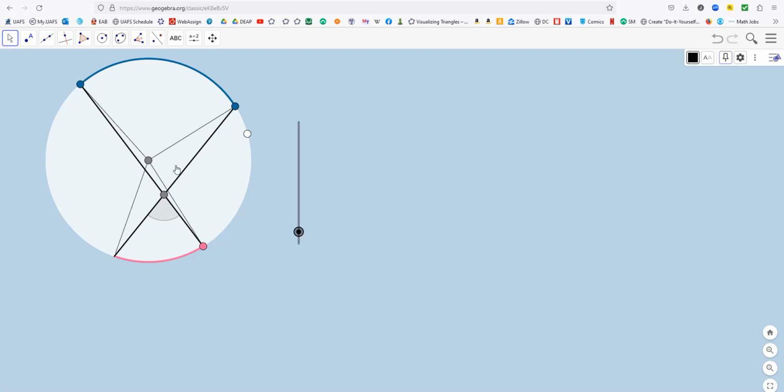Now, if we go to here, these are radial segments, and then the measure of this blue arc is going to be the measure of this central angle, and the measure of the pink arc is the measure of the central angle here. So if you look right here, the pink angle now is half of the measure of the pink arc, and the blue angle is half the measure of the blue arc because we've done angle bisectors.